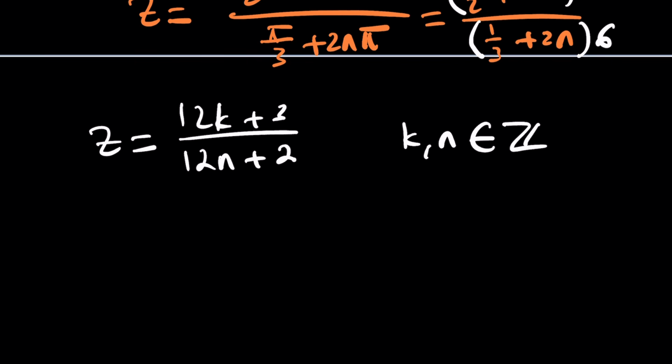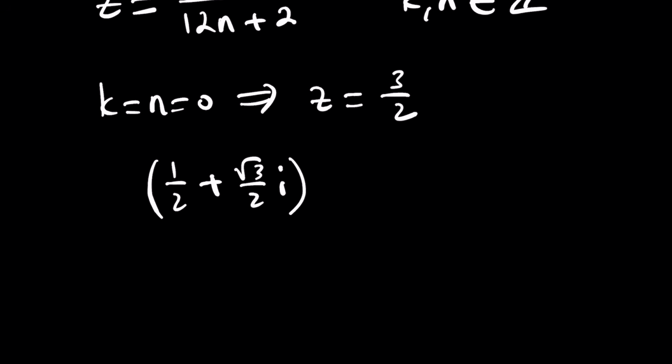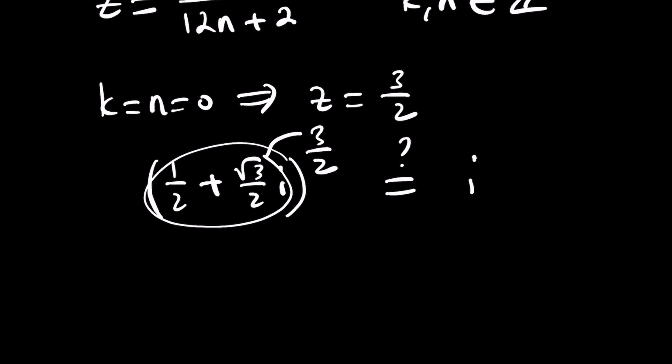Now, what happens if k and n are both 0? That's an interesting case. That would give you z equals 3/2. But would that work? You can always go back and check it out. Like, if I raise this number to the power 3/2, is that going to give me i? How do I check that? Well, remember what I told you. I told you to cube this number, right? That's why. When you cube this number, you get -1. So this becomes -1 to the power 1/2, which means the square root of -1. But there are 2 square roots, but the principal square root should be i, in my opinion, right? So it looks like it's working. 3/2 is working, which is kind of interesting, right?